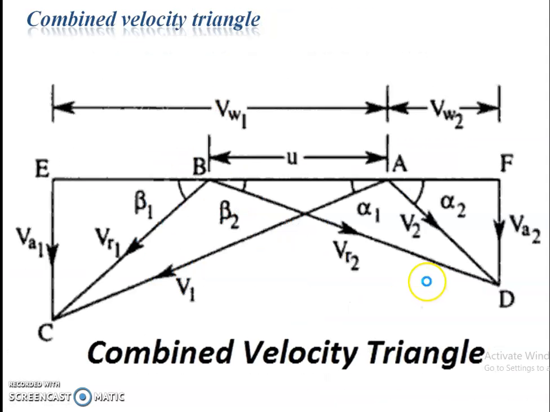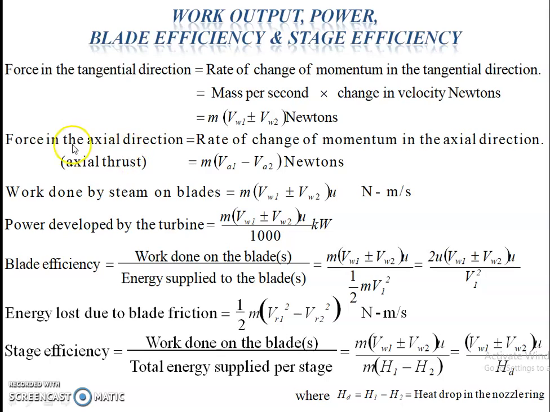From the combined velocity triangle, the axial thrust arises from the inlet triangle and outlet triangle, and that axial thrust is proportional to VA2, the rate of change of momentum in the axial direction. Finally, we find the work done by the steam on the blade, that is mass per second into VW1 plus or minus VW2 into the blade velocity, in newton meters per second.